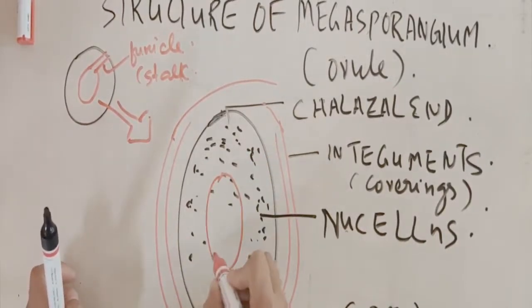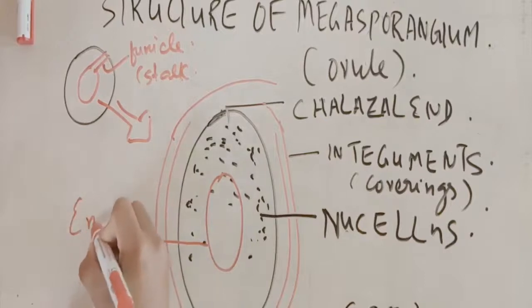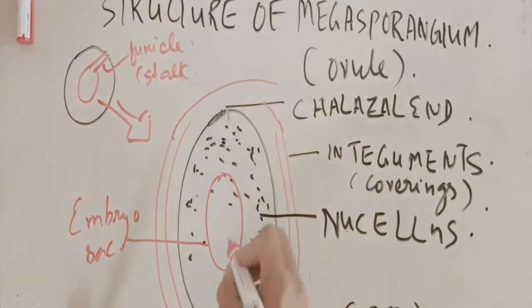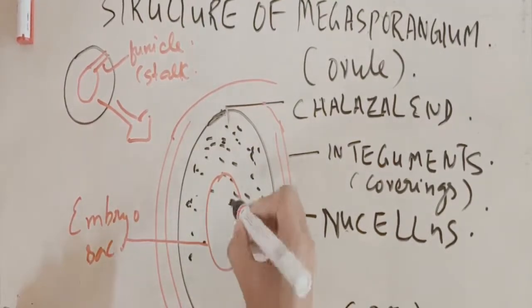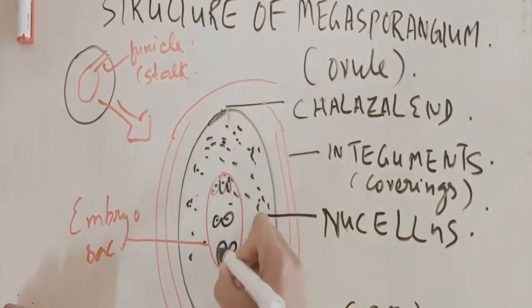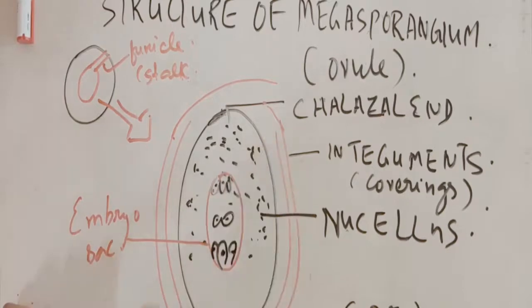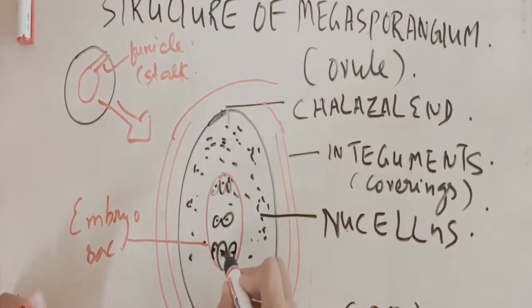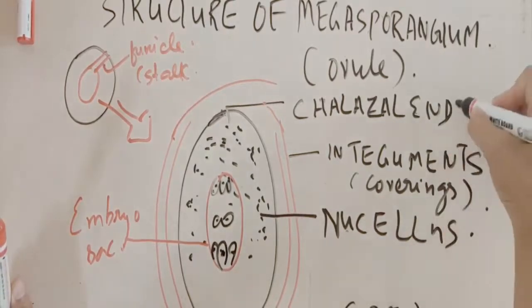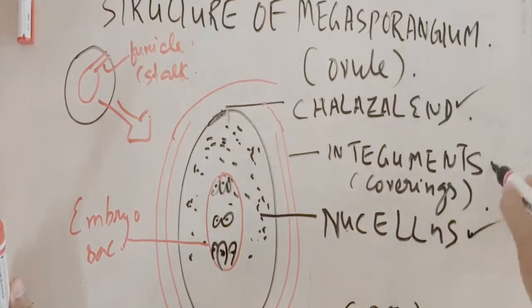Inside this structure is the embryo sac. Embryos form there, and the extra space is drawn inside the ovule. So this is done: chalazal end, nucellus, micropylar end and integuments.